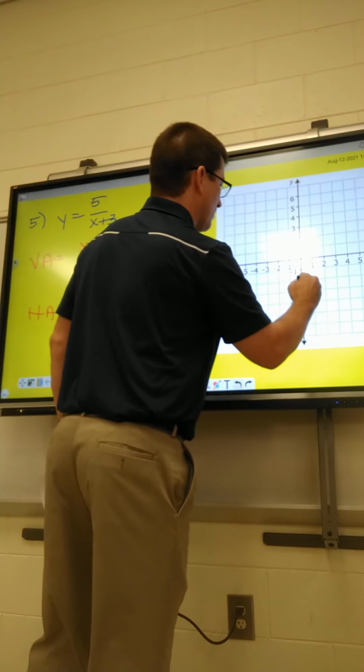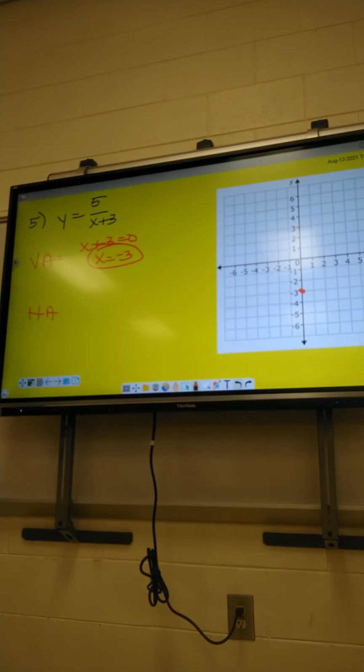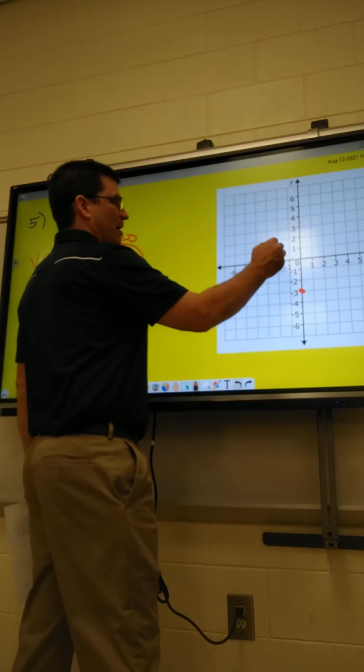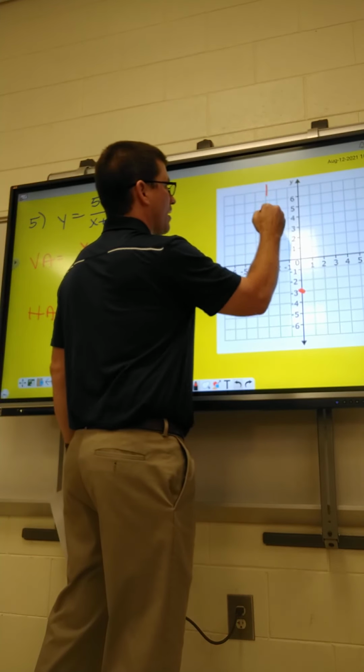1, 2, 3. They're always going to be dotted lines on these. Oh, I messed up. Yeah, it's always going to be dotted line. X-axis, 1, 2, 3. My bad.